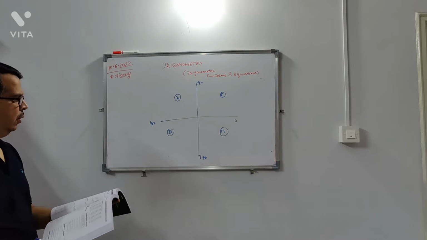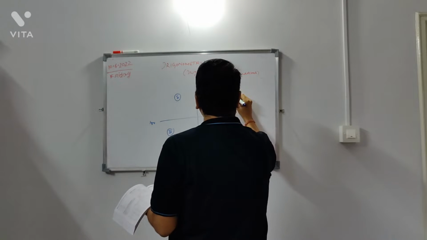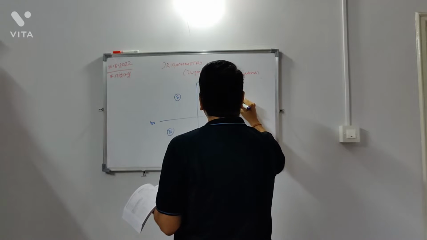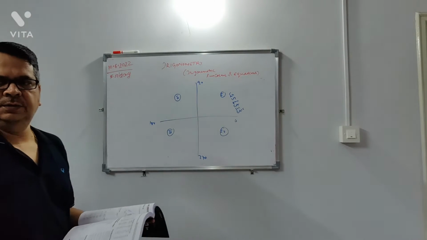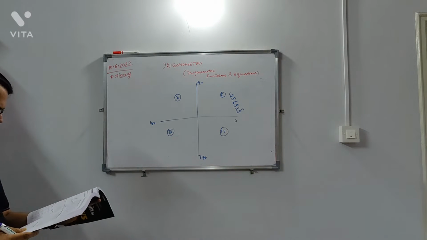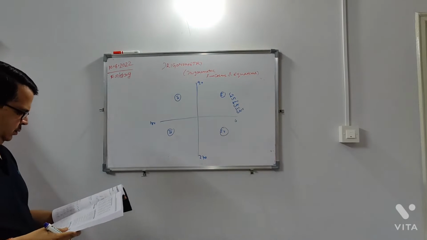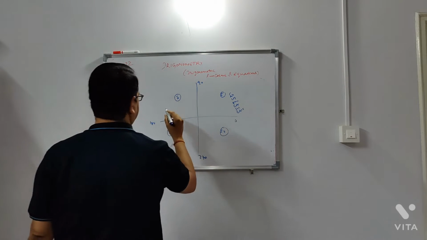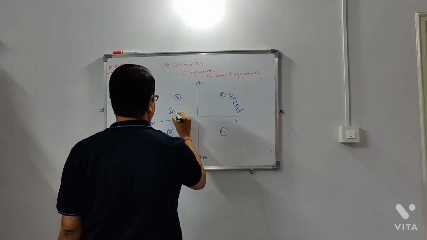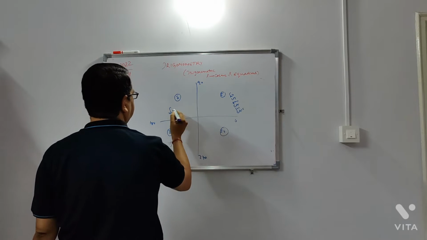So all sine, cos, tan, cot, sec, cosec, all these will be positive in the first quadrant. And then only sine and cosec will be positive in the second quadrant.